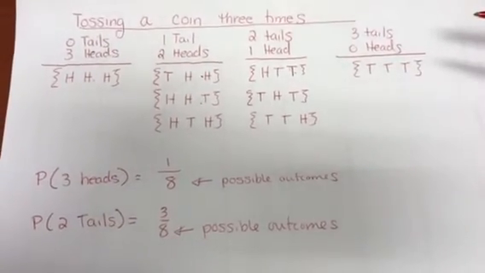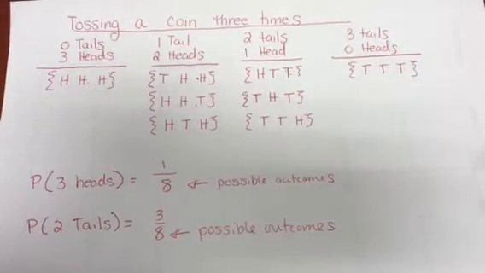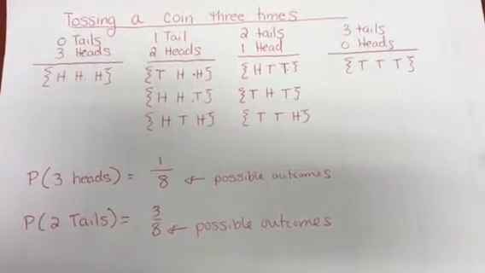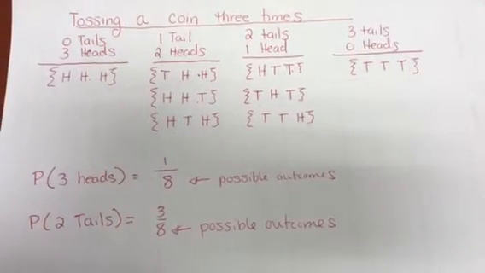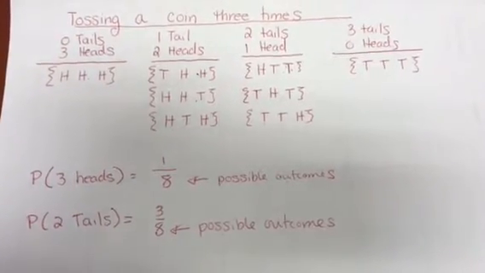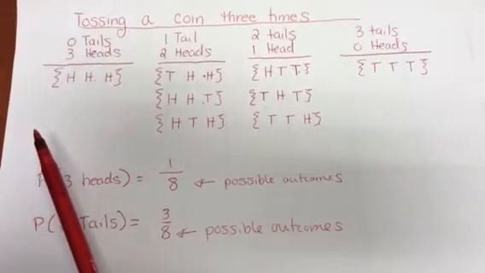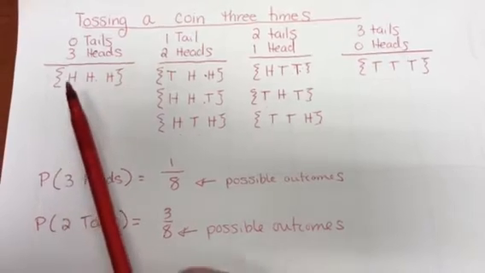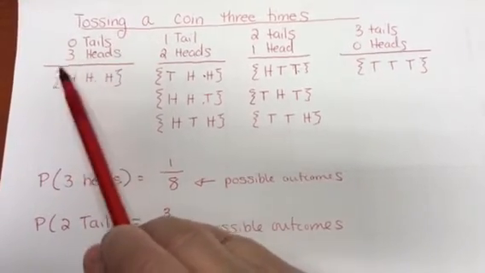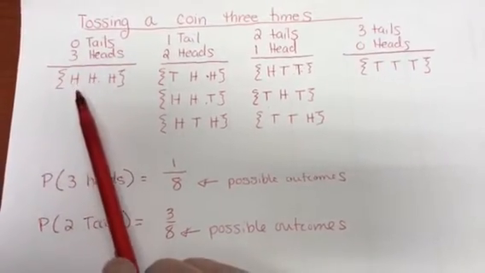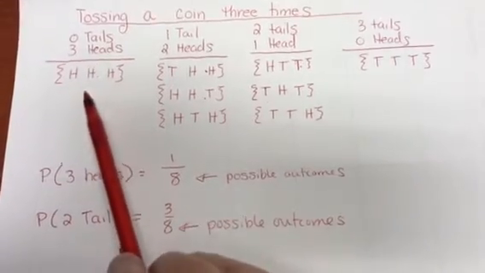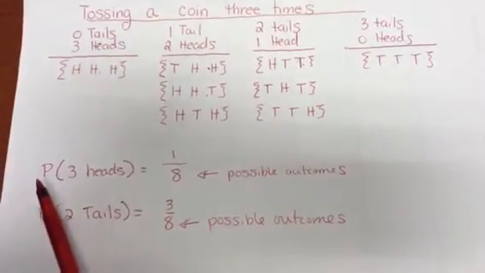So I've had some questions about how to find probabilities if you toss a coin 3 times. So what I did is I went ahead and listed all the possible outcomes so that we could talk about this. So if I toss a coin 3 times, one possible outcome would be I have no tails and all 3 would be heads. So this would be the first toss, the second toss, and the third toss.